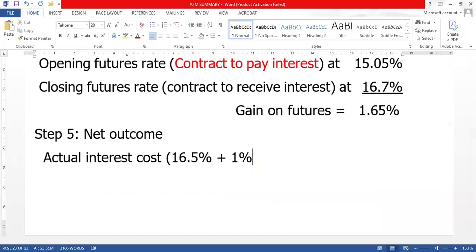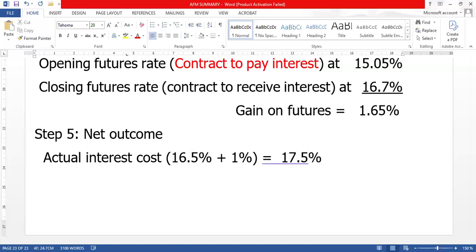Get that figure divided by 100. You get 1%. If you have 50 basis points, you get 50 divided by 100. So you get the prime lending rate at the transaction date plus the basis. What do you get? That is 17.5%.